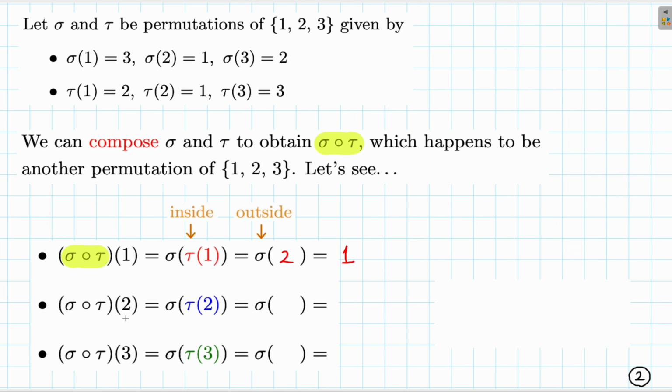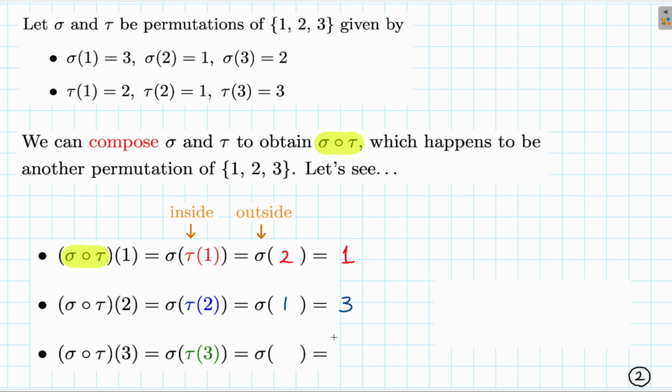Now let's go to the input 2. Sigma composed with tau of 2 is the same as sigma of tau of 2. And tau of 2 is 1. And then sigma of 1, sigma being the outside function, is 3. And so as a composition, sigma composed with tau sends 2 to 3.